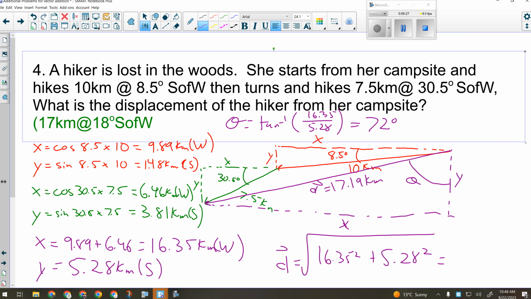And we only have two significant digits, so our final answer is that the displacement is 17 kilometers at 72 degrees west of south, or at 18 degrees south of west if you drew the triangle that way instead. And either way is totally fine. Okay, questions on that? Is it ringing a bell?